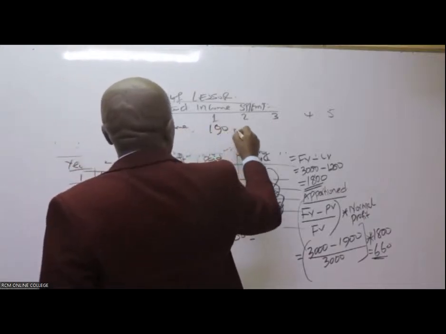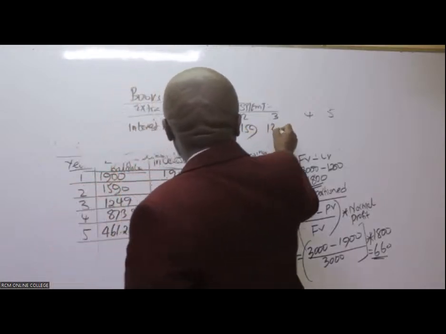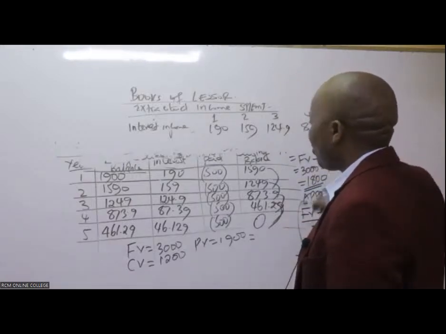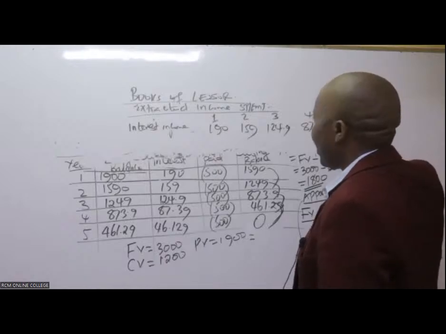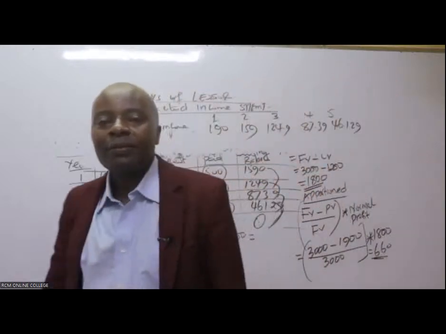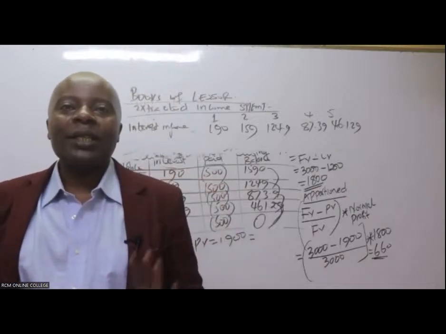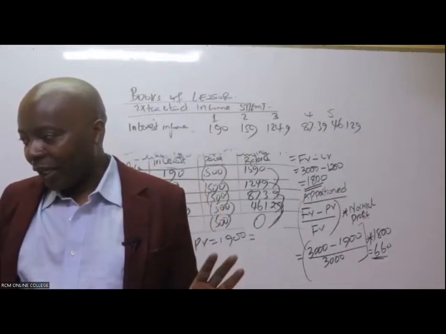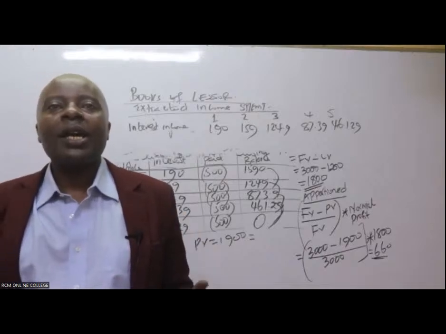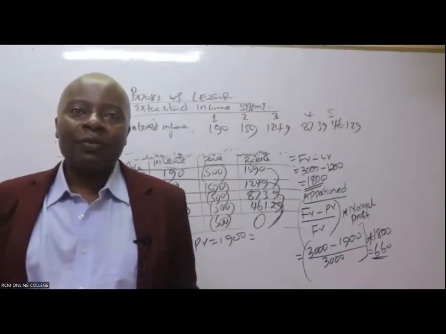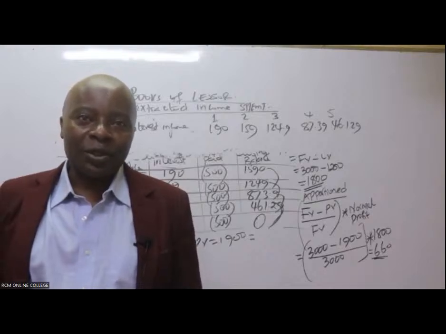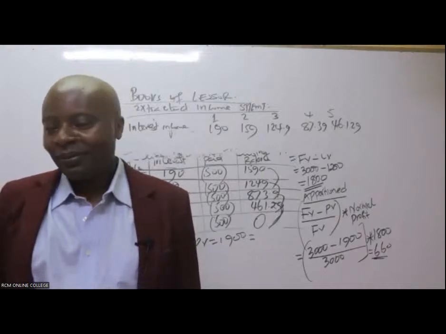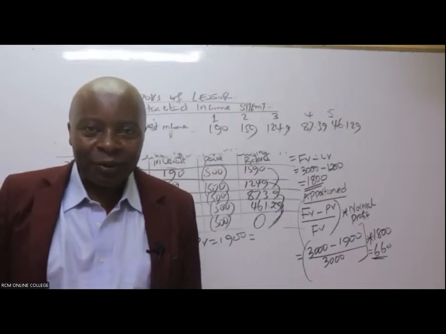So we have 190, we have 159, we have 124.9, we have 87.39, we have 46.129. Is there any other thing you will recognize in the income statement? Before I go back to David's question. Nothing, right? So in this case, go ahead and give us an extracted balance sheet. Do we have an extracted balance sheet for him?